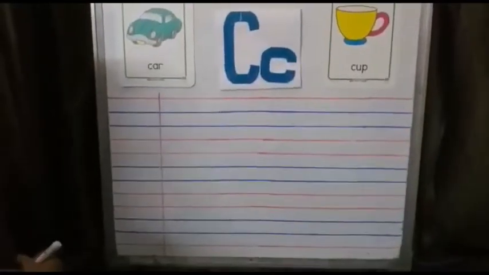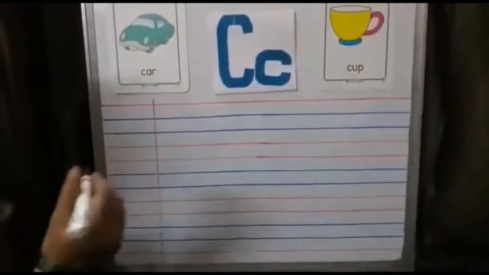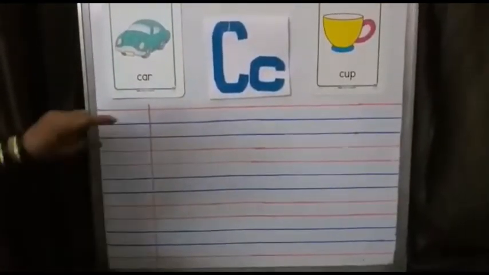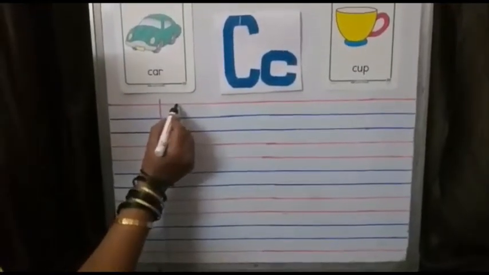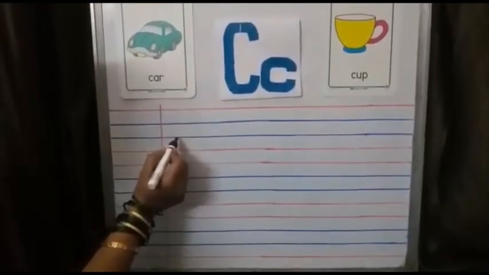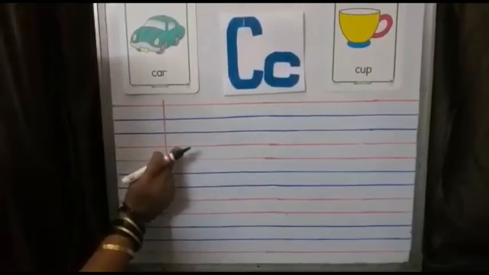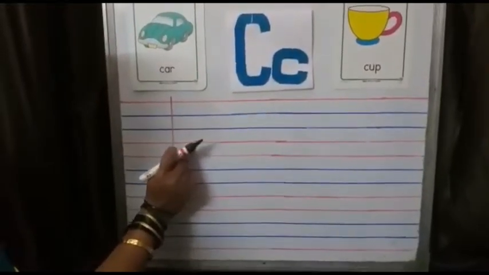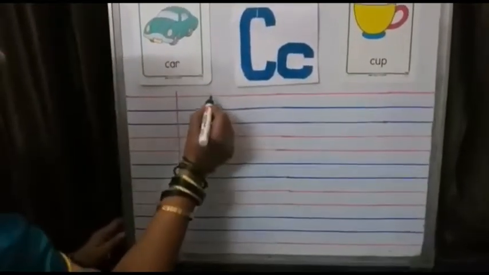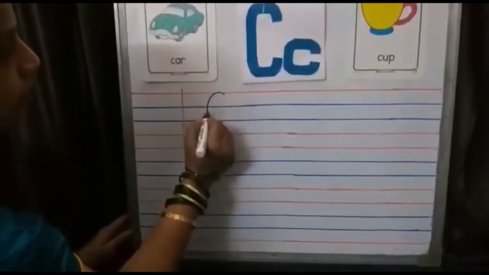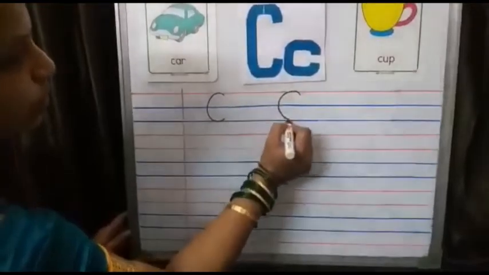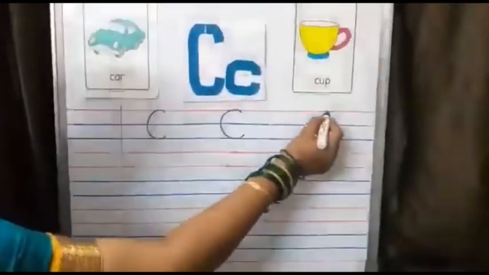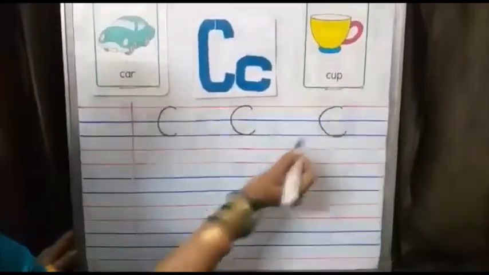Now I'll show you how to write C. You know the red and blue line book? You'll not write in the margin. You will start from the first red line, first blue line, second blue line. You will not touch the bottom red line. It is a danger line. So you'll start from the first red line to the second blue line. C.